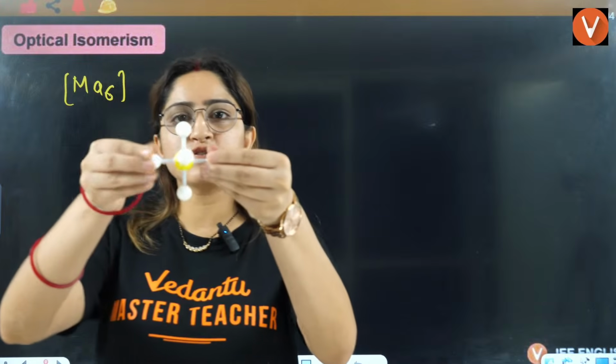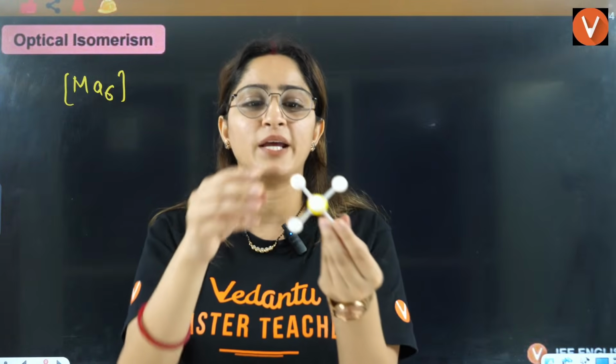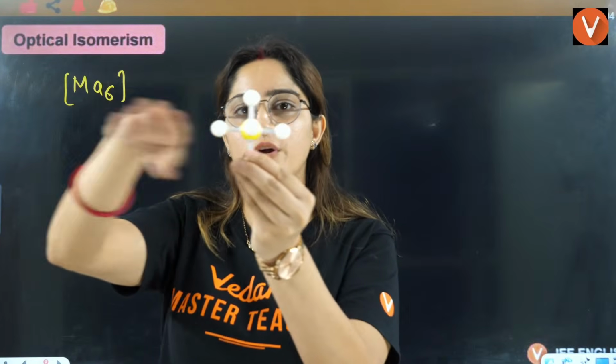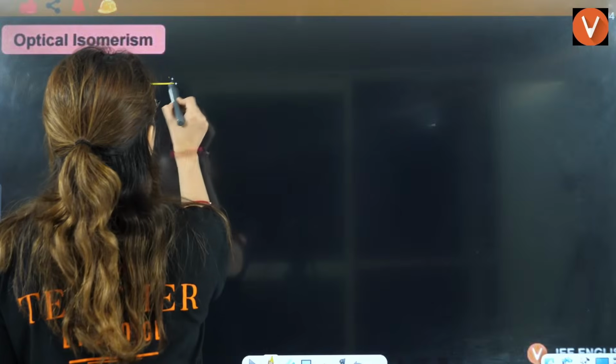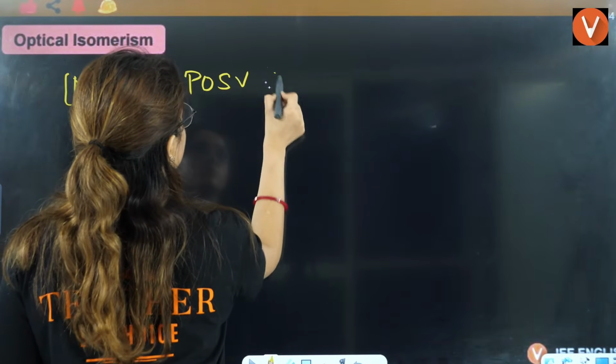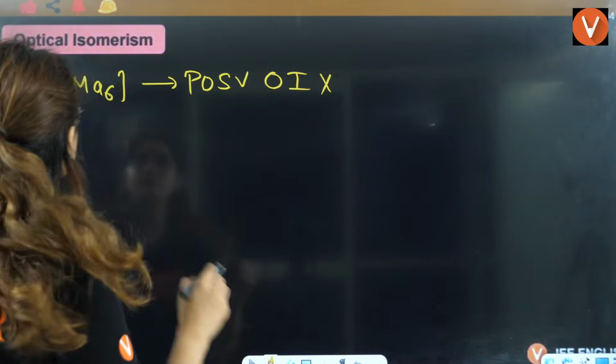Is there any plane of symmetry? One, two, three. Three planes of symmetry. You can pass it from here, from here, from here. So many planes of symmetry you have. So definitely POS is present. Optical isomerism will not exist.